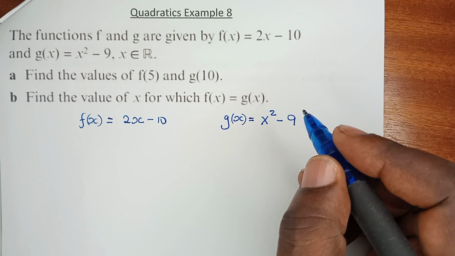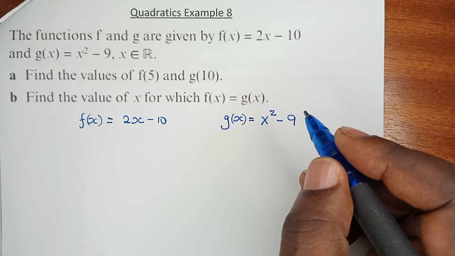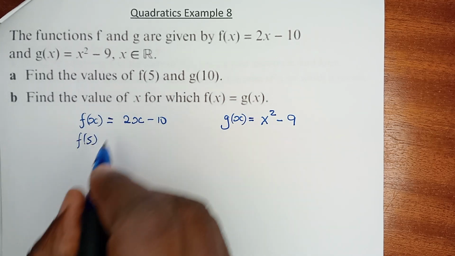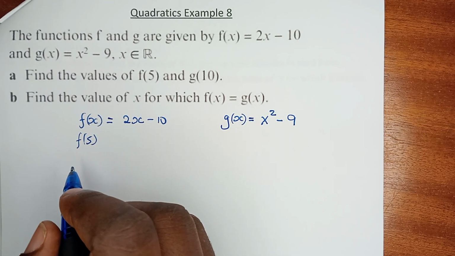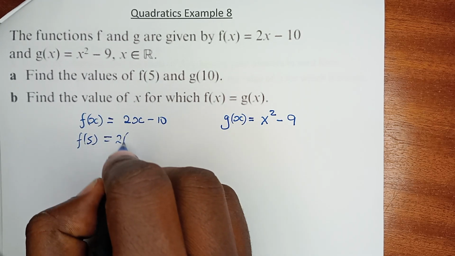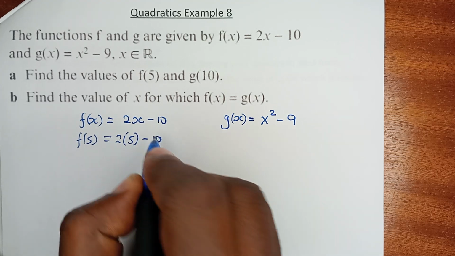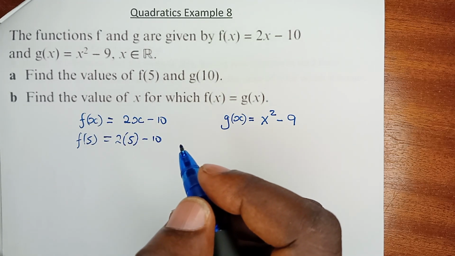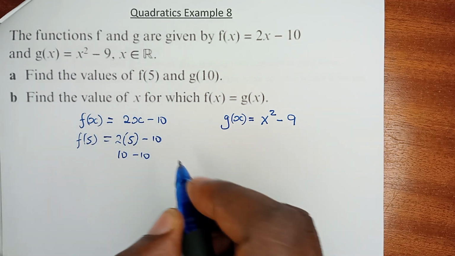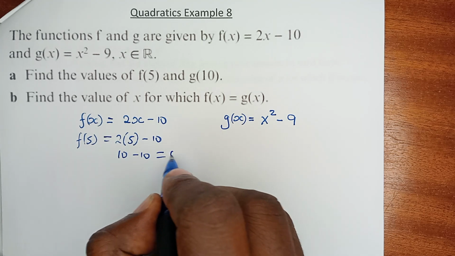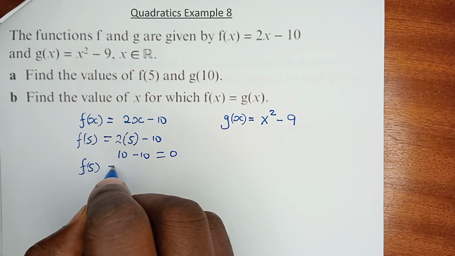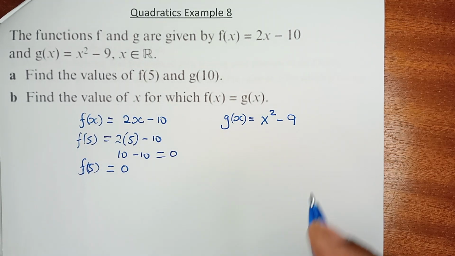Part A of the question: find the values of f(5) and g(10). For f(5), that means the value of x is substituted by 5. So this gives us 2 times 5 minus 10, which is simply 10 minus 10, which is 0. So f(5) is 0.